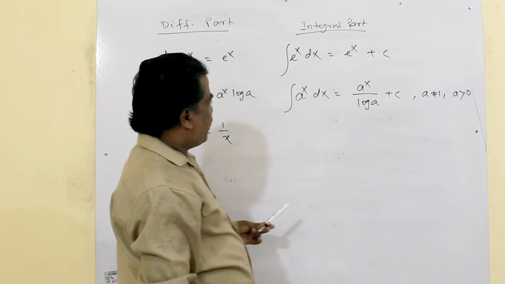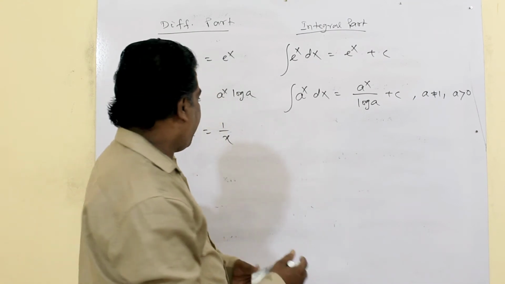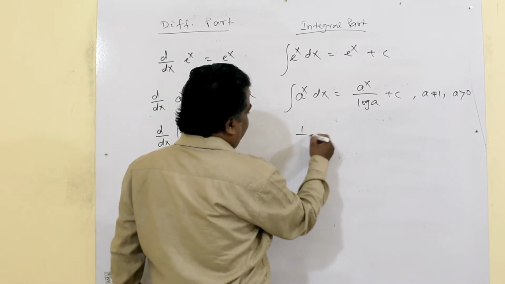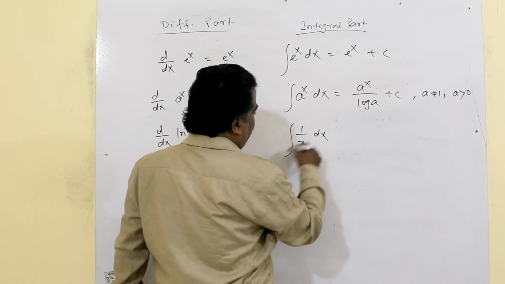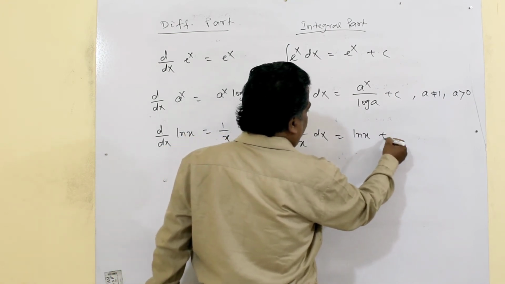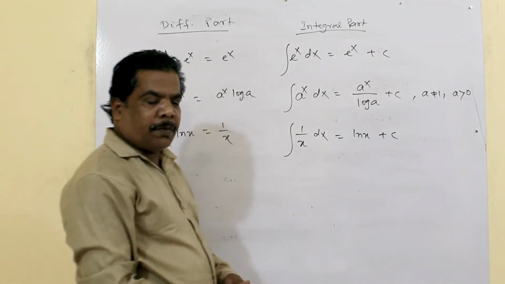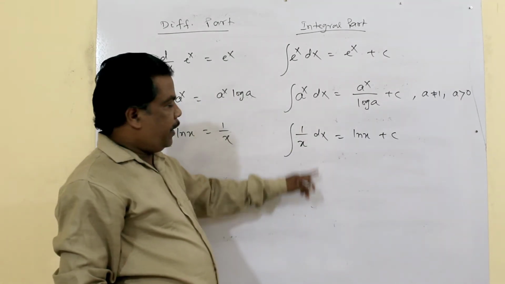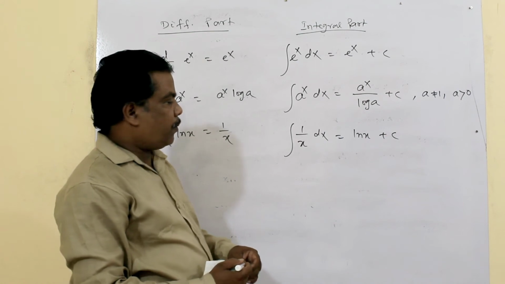So the integration of a to the power x is a to the power x by log a. Again, the integration of 1 by x dx is equal to ln x plus c. So the integration of dx by x is ln x, and the integration of du by u is ln u.